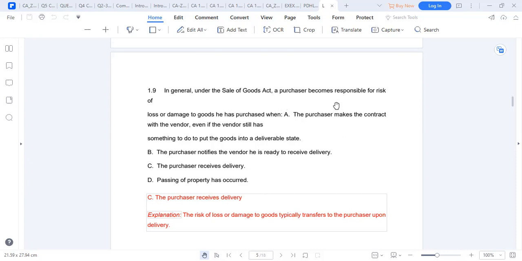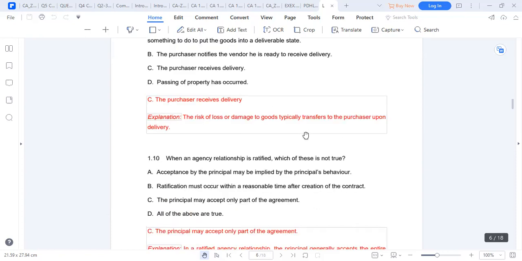So if I'm receiving goods now from Intercity to my place and it gets damaged, maybe in the taxi, I become responsible. Also, D, the passing of property has occurred. No, so necessarily it is when the purchaser receives delivery, because the risk of loss of goods typically transfers to the purchaser upon delivery. Once they reach you and they're okay, then the risk is now on you.